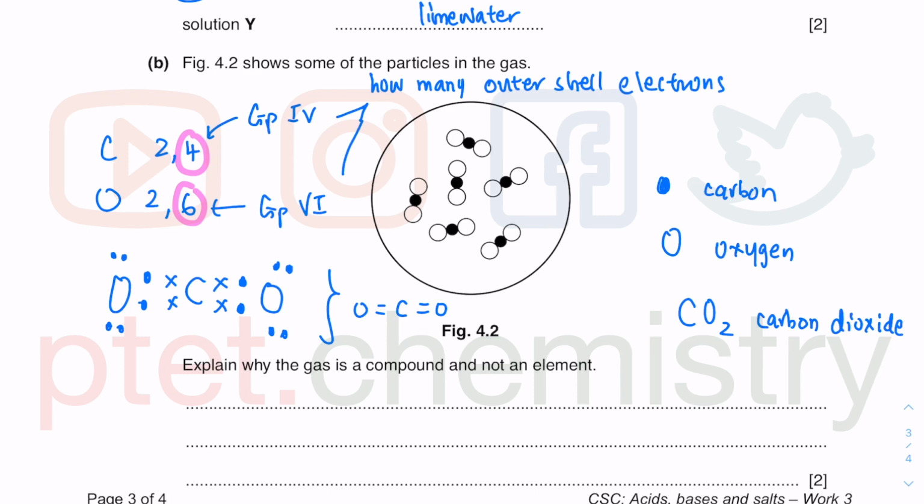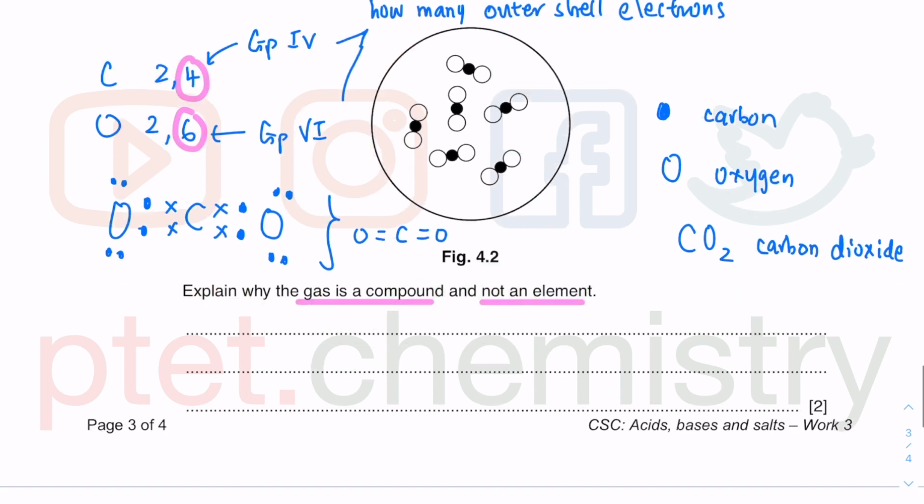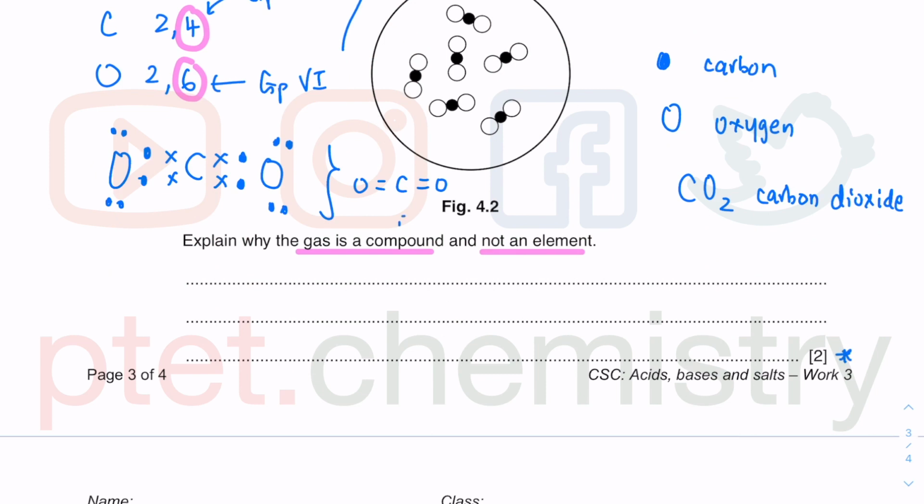Anyway, this question is asking why the gas is a compound and not an element. So there are 2 components to the answer, and hence the 2 marks there. Why it's a compound, why it's not an element. We know that it's a compound because there are 2 different elements, or you can say there are 2 different atoms or elements.